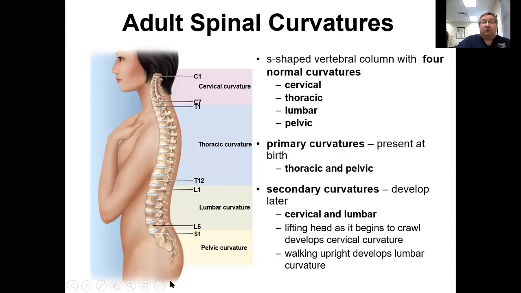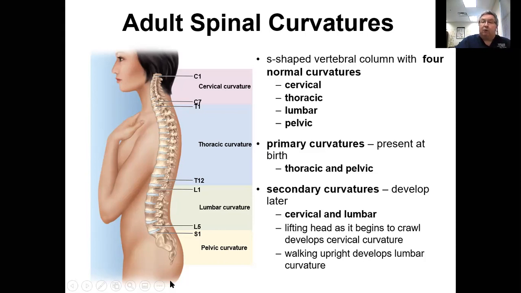We have cervical, thoracic, lumbar, and pelvic curves. The thoracic and pelvic curves are the primary curves, the ones that are present at birth. But the cervical and the lumbar curves are what we call secondary curves. These occur as we get older, when we start to lift our heads up. When we start to crawl, we start to develop the cervical curvature. And again, these curves are normal.